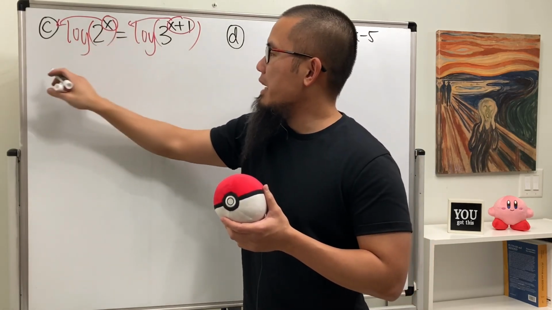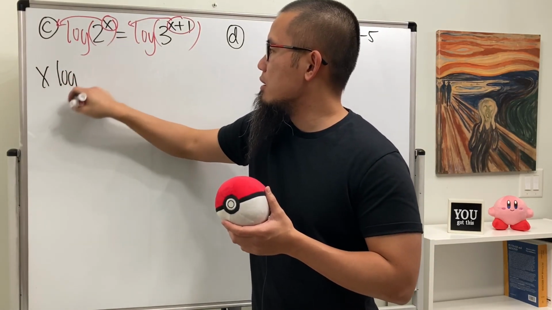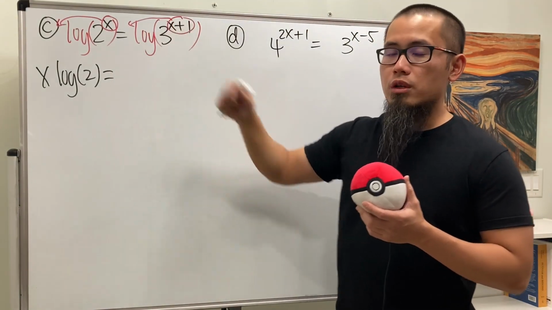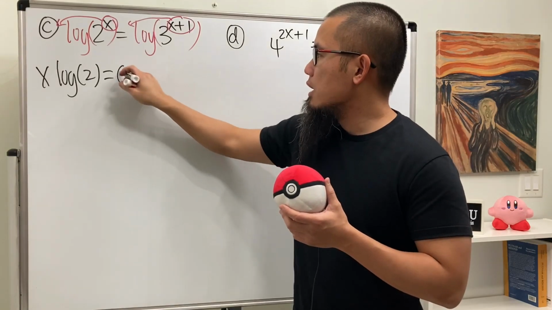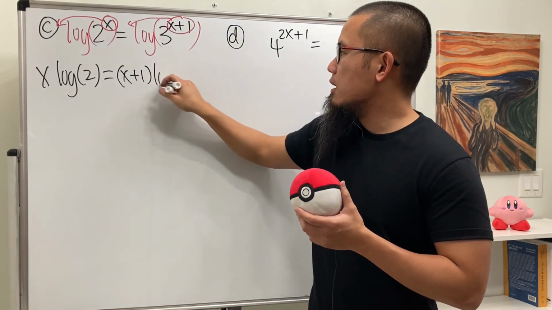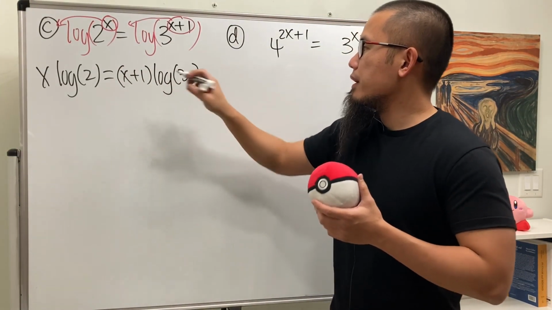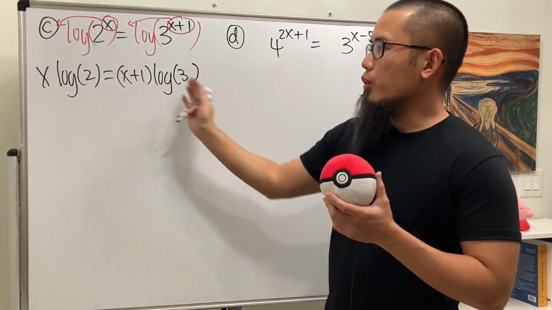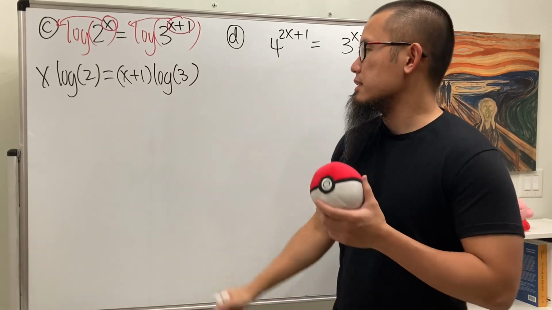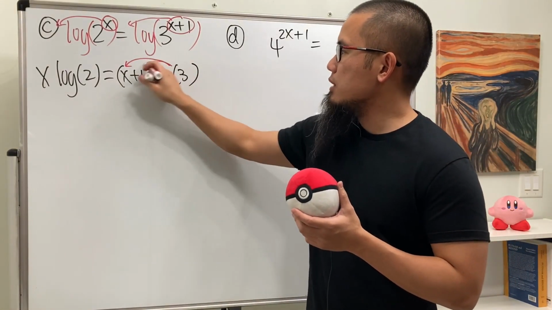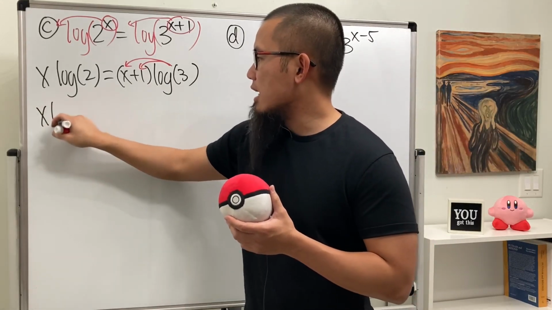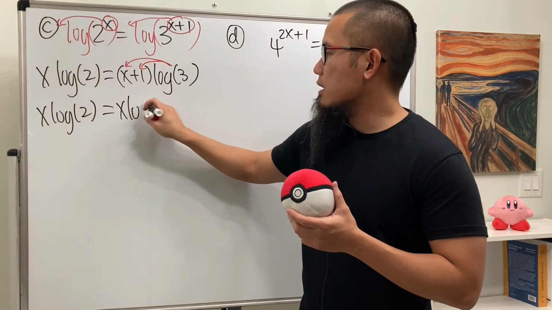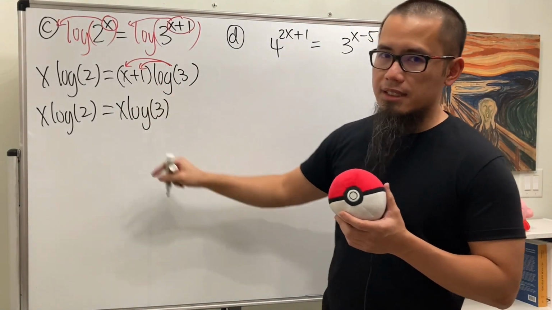So on the left-hand side, we get x times log of 2. And then this is going to be, you see, x plus 1 is the power, so be sure you put that in your parentheses. We have x plus 1 times log of 3. And then right here, we are still going to put all the x on one side and then isolate the x. So right here, let's just go ahead and distribute this and that. So we get x times log of 2, and that's equal to this times that, which is x log of 3, and this times that is just log of 3.